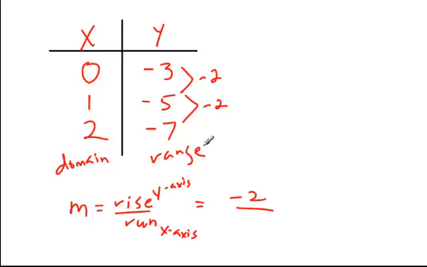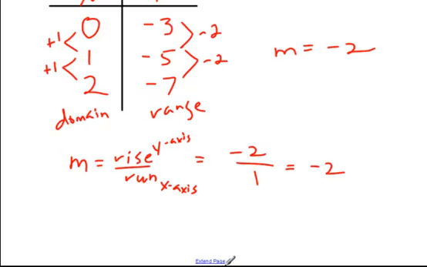Now let's do the run. So the run, we again find the distance between them. So 0 to 1 is +1, and the same thing there. We want to do both so that we know it's a pattern. Now our run was +1, so at the end, -2 over 1 is -2. So our slope for this one is -2.